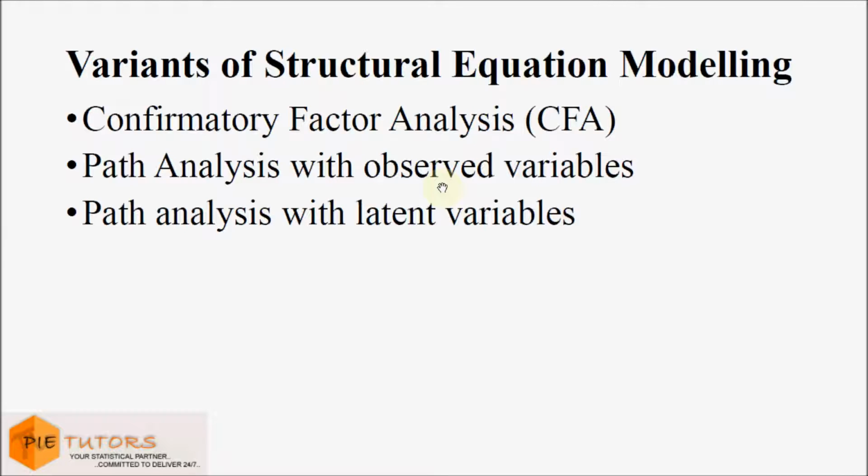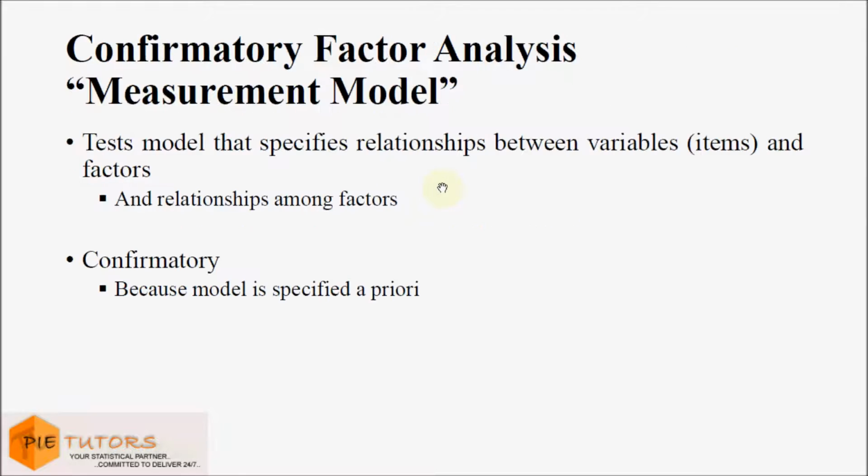There are 3 variants of structural equation models that we can run. The first one is confirmatory factor analysis. The second one is path analysis with observed variables, and the third one is path analysis with latent variables. Confirmatory factor analysis is a type of SEM analysis that is used to test measurement models. The term confirmatory implies that the model is specified a priori. Confirmatory factor analysis can be used to test the relationship between items and the latent factors and the correlational relationship among the latent variables.